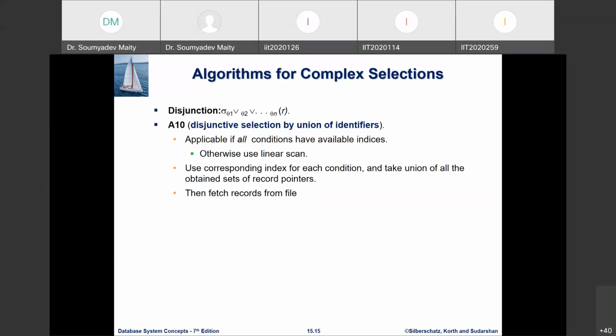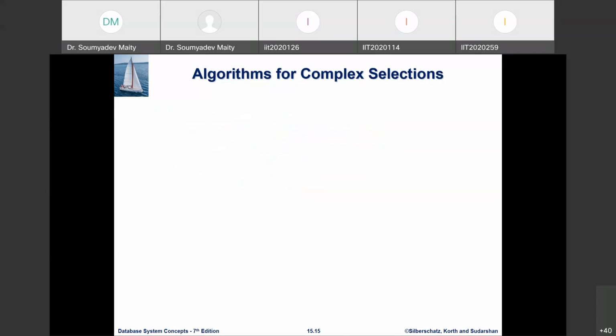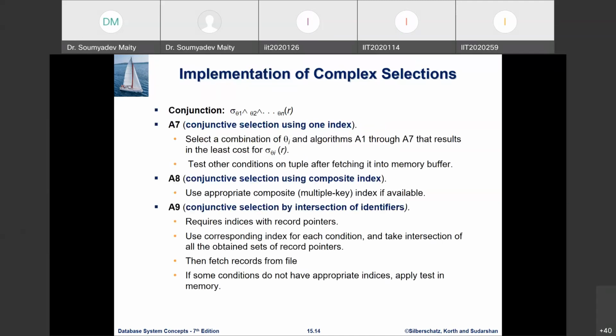However, in case of conjunction, you can take the advantage of some indices even if indices are not available for some attributes. Why? Because, as you know, this is an AND condition. So if one of the conditions from theta 1 to theta n fails, then that record will not be taken in the result. So you can apply the available indices to filter out the records.